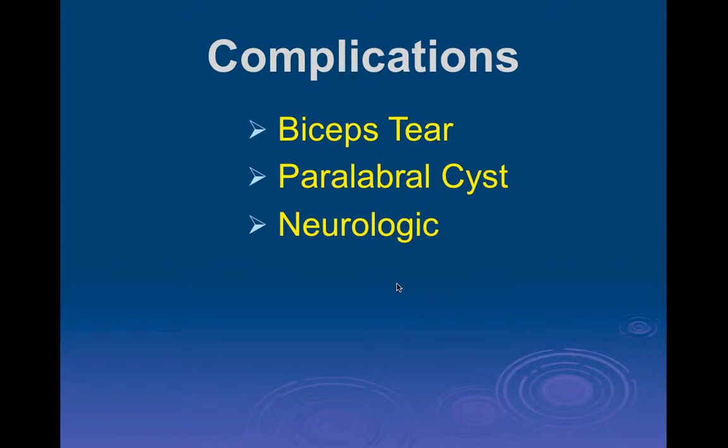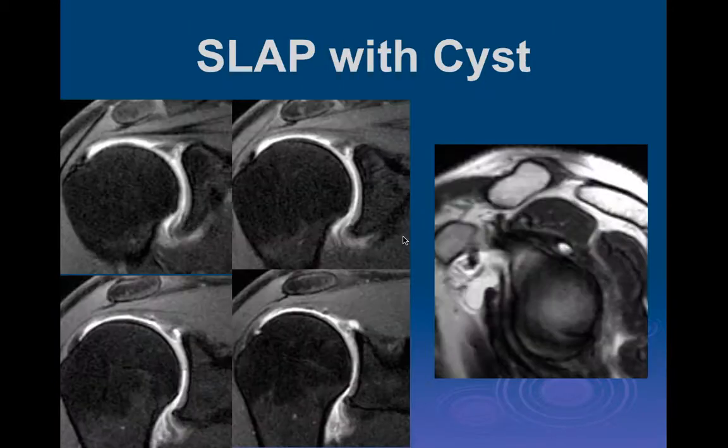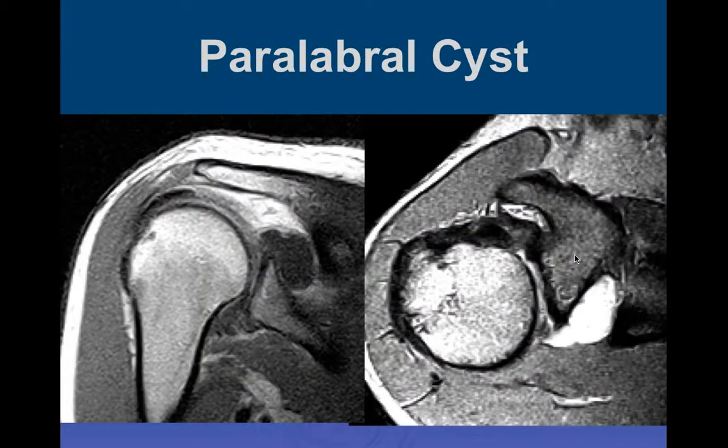But let's talk a little bit about the potential complications: the biceps tear, paralabral cyst, and neurologic examination. So there's a typical SLAP tear with a paralabral cyst. Here's a much larger paralabral cyst, which you can see here. And here, this is on a low field scanner, where we can see the paralabral cyst extending posteriorly here.